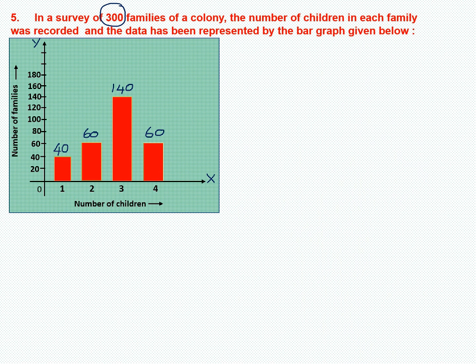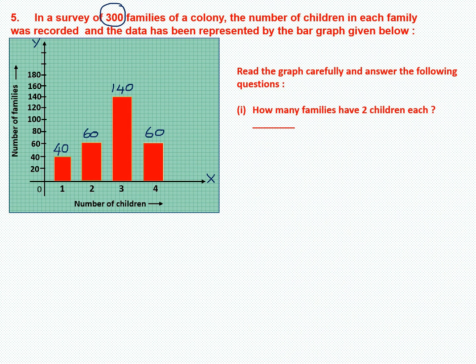Let's answer questions. Question 1. How many families have 2 children each? So look at your bar and see 2 children. Now 60 families. We found out 60 families have 2 children each. So that's our answer, 60 families.